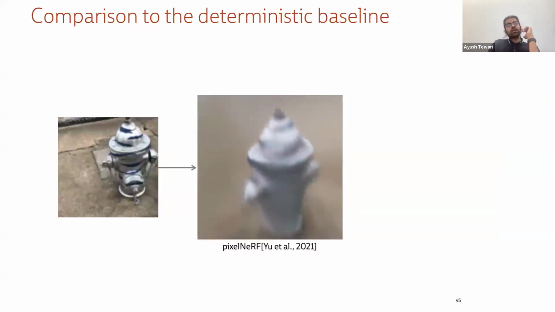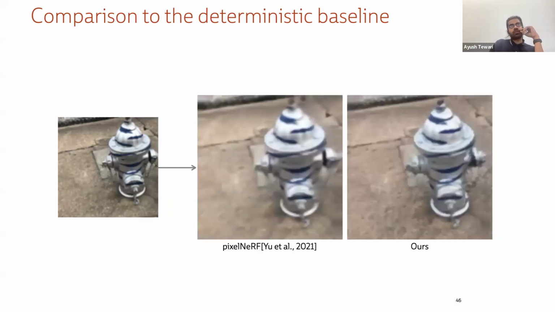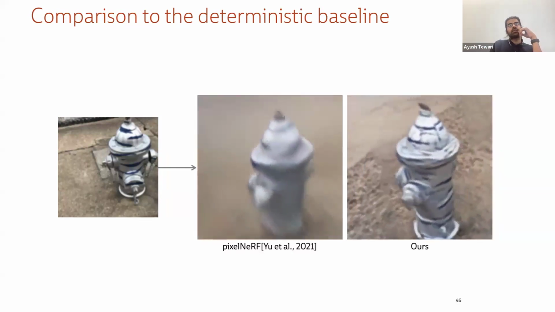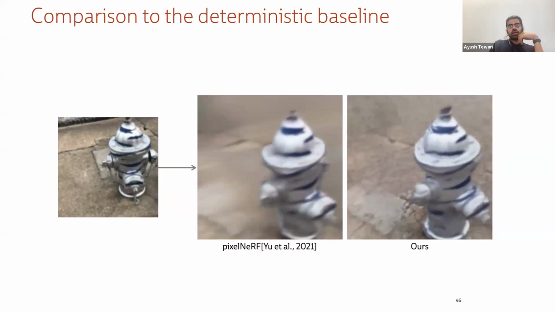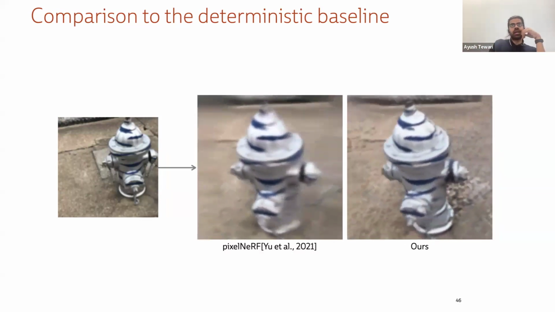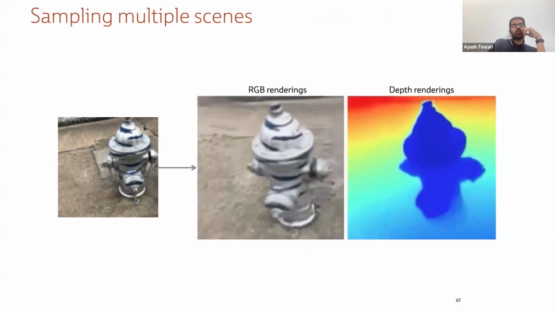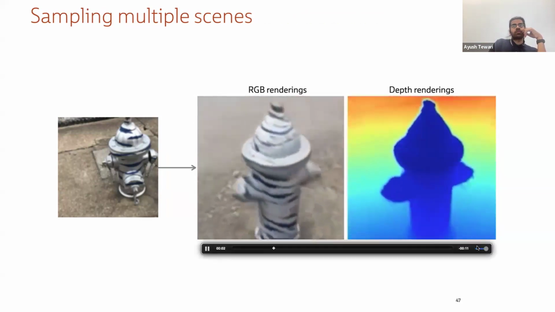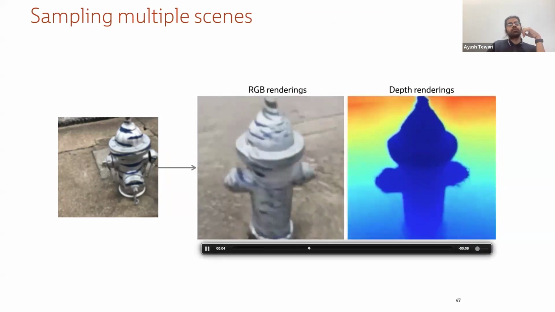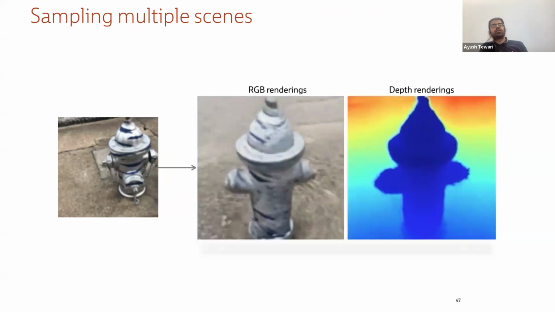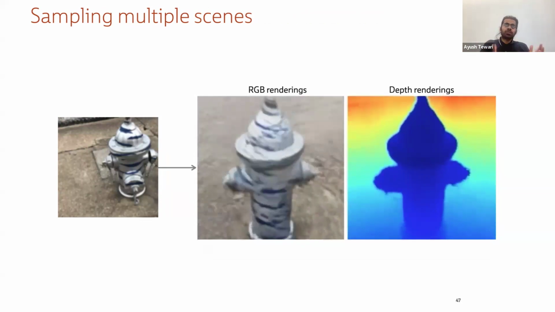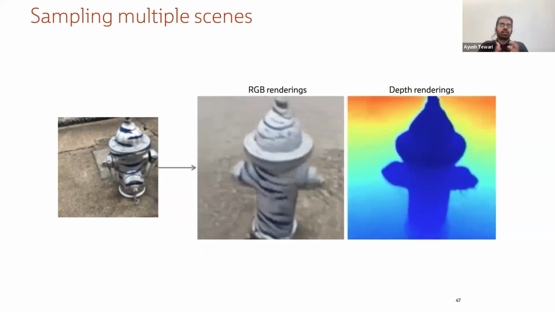This was the other result with the fire hydrant, which was blurry, and now this is our result. So again, looks sharp. It's not the mean aggregate result. And we can again look at the distribution of the different results. So you can see that there's a lot of uncertainty in the appearance, but also in geometry. You can look at the depth maps and it keeps changing.